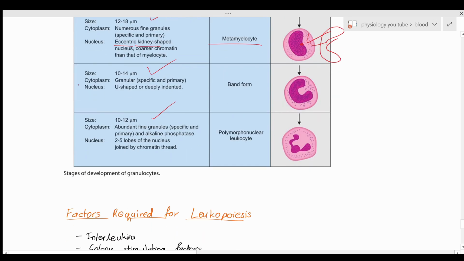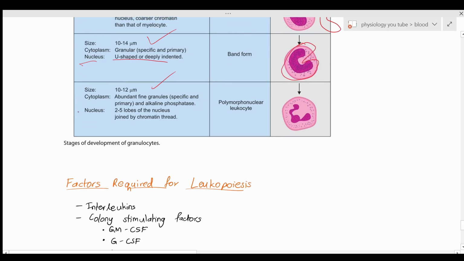Here the nucleus turned to be U-shaped. Here the nucleus has 2 to 5 lobes. 1, 2, 3, 4, there are 4 lobes here. It is about 2 to 5, which is nothing but our matured neutrophil. That's it.